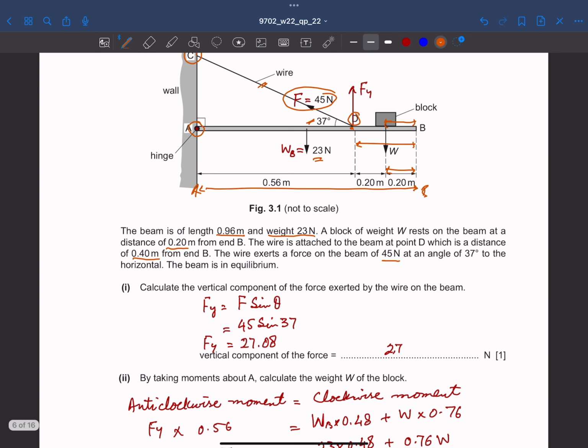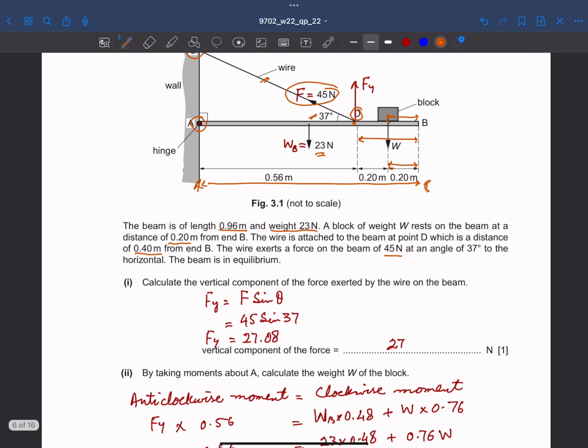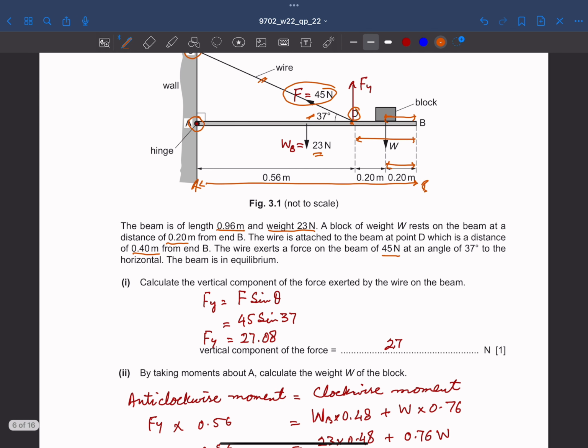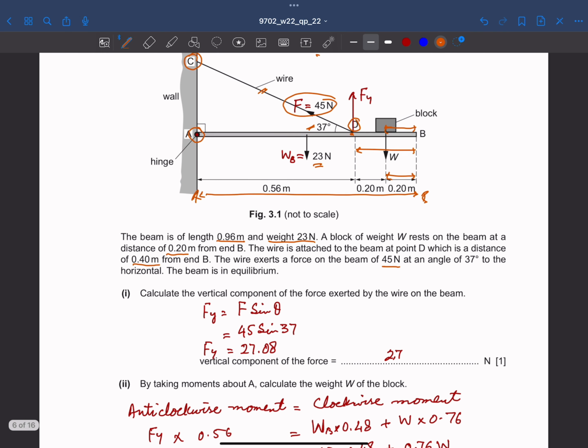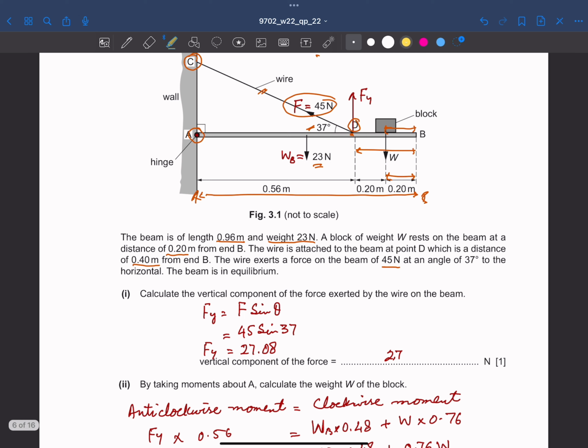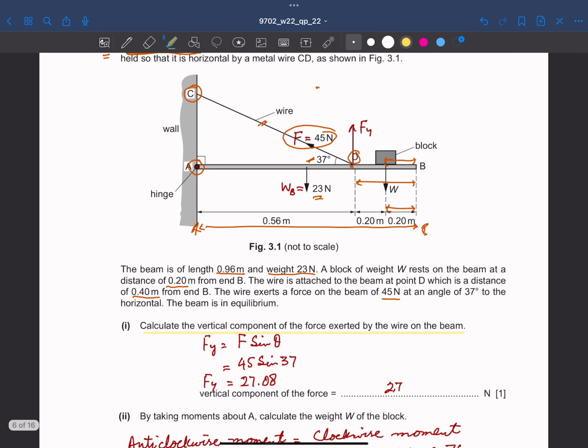So you know that when the beam is in equilibrium, you can use the two conditions of equilibrium for the calculation. But for the time being, what they are asking in the first part is to calculate the vertical component of the force exerted by the wire on the beam. So what you have to do is just take the vertical component over here. This is the vertical component of your force.